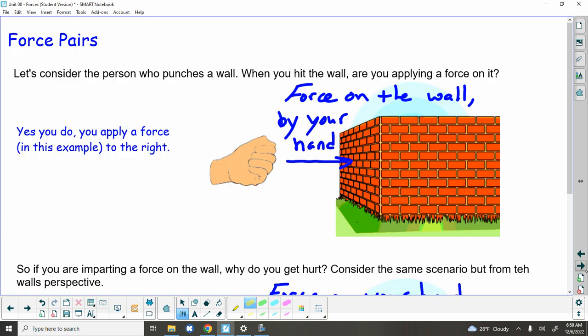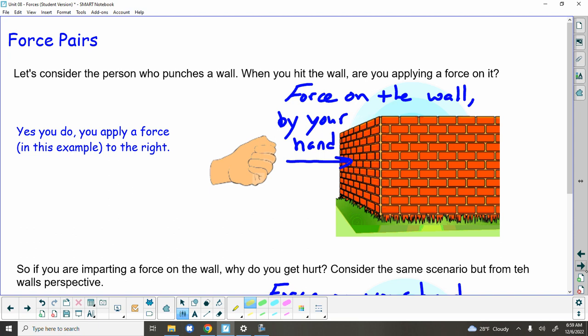So let's go to this example. I'm sure in moments of frustration, we've probably punched something, and so maybe punch a wall. So if we look at a person who punches a wall, when you hit the wall, are you applying a force on it? Well, yes, you're making contact, you're pushing on the wall. The punch is really just a push. If you were to take your fist and punch this big brick wall, you would be imparting a force on the wall. There would be a force on the wall by your hand. You are pushing on the wall to the right.